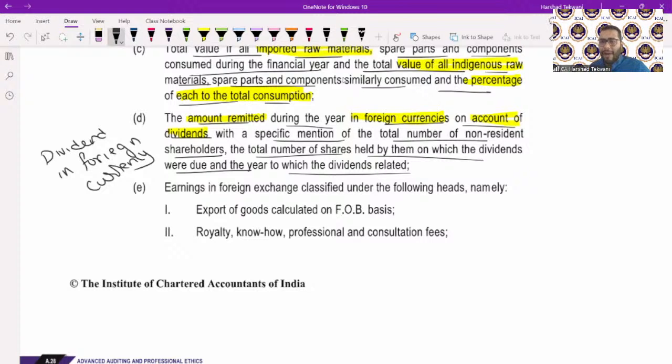This is why these clauses are there: for prevention of money laundering activity, and to ensure we are not siphoning funds outside India in any way. So basically, money laundering is one of the criteria for which such disclosure provisions exist.